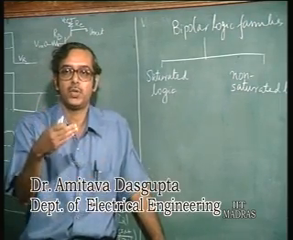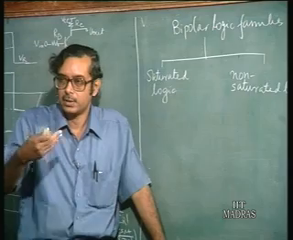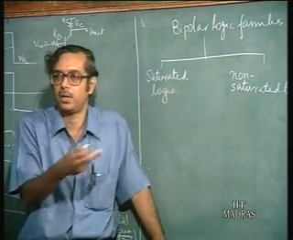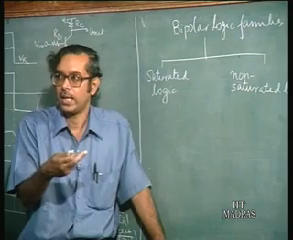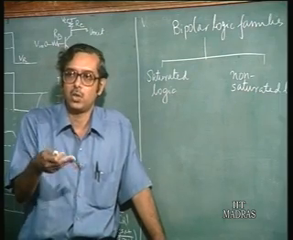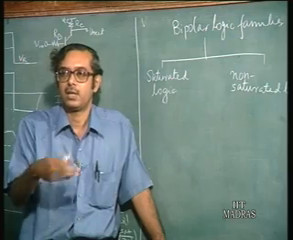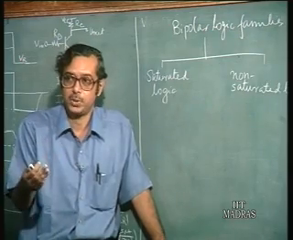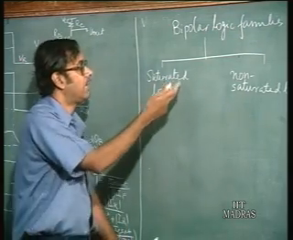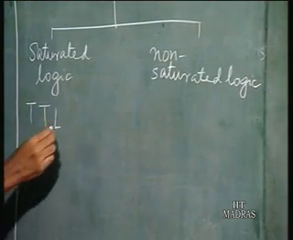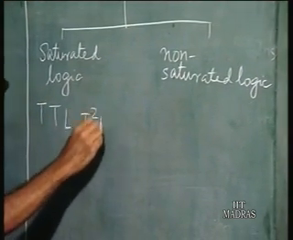So, the output voltage would not reduce to 0.2 volts as such, it would reduce to around 0.4 to 0.3 volts. So, actually the logic low would go up a little bit, but that is a small price to pay for the gain in speed which you achieve. So, the examples of the saturated logic are the TTL and the I squared L.